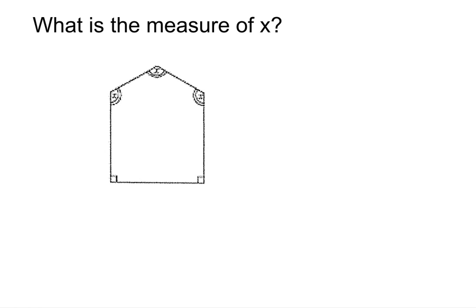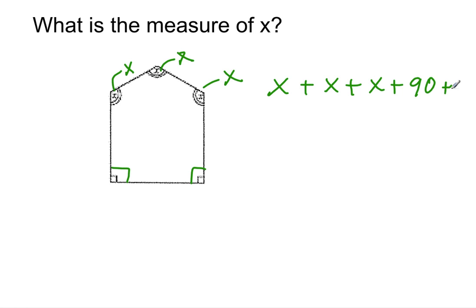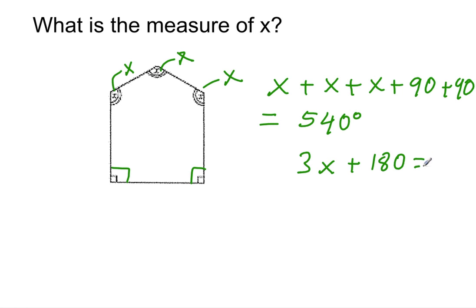So given that 5-sided figure, what is the value of missing X? Right here, all of them are marked X. So when you look at the total of those angles, X plus X plus X plus 90. 90 comes from this symbol at the bottom, so 90 plus 90. So the total value of that is 540. We have a 5-sided figure, so 540. 3x plus 180.